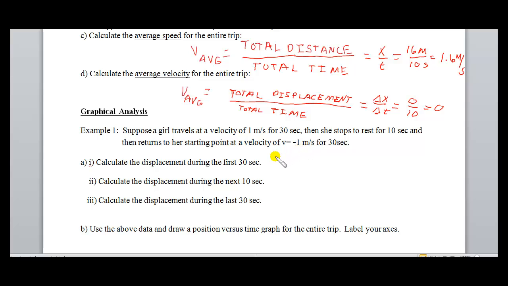What I would like you to do is calculate the displacement during that first 30 seconds when she was traveling at this velocity, and calculate displacement during the next 10 seconds, and then finally calculate the displacement during the last 30 seconds. Use this information and use the fact that velocity is equal to the distance or displacement over t, and use the equation for displacement from this equation right here. So push that pause button and let's see what you can come up with.